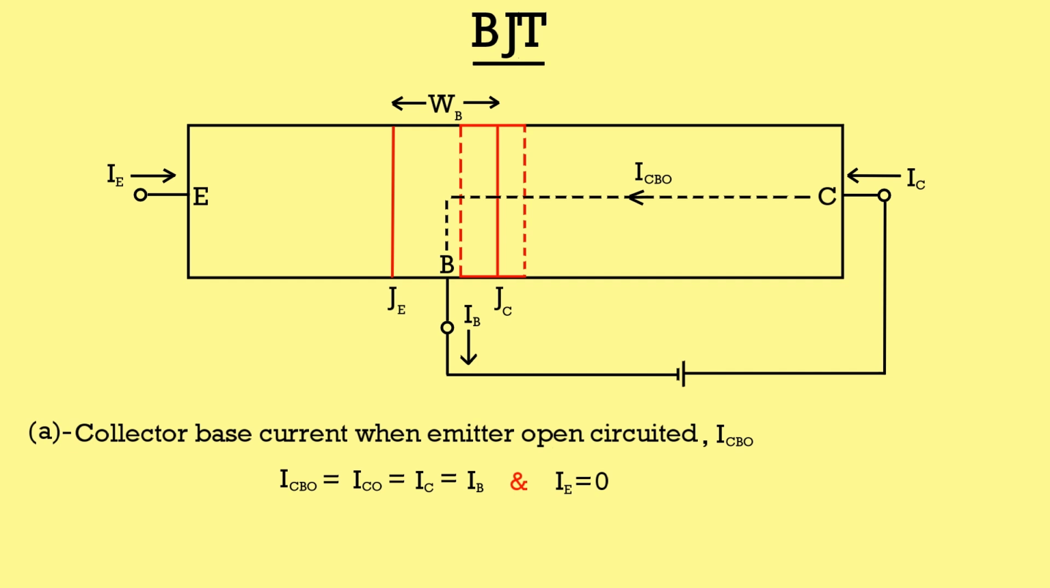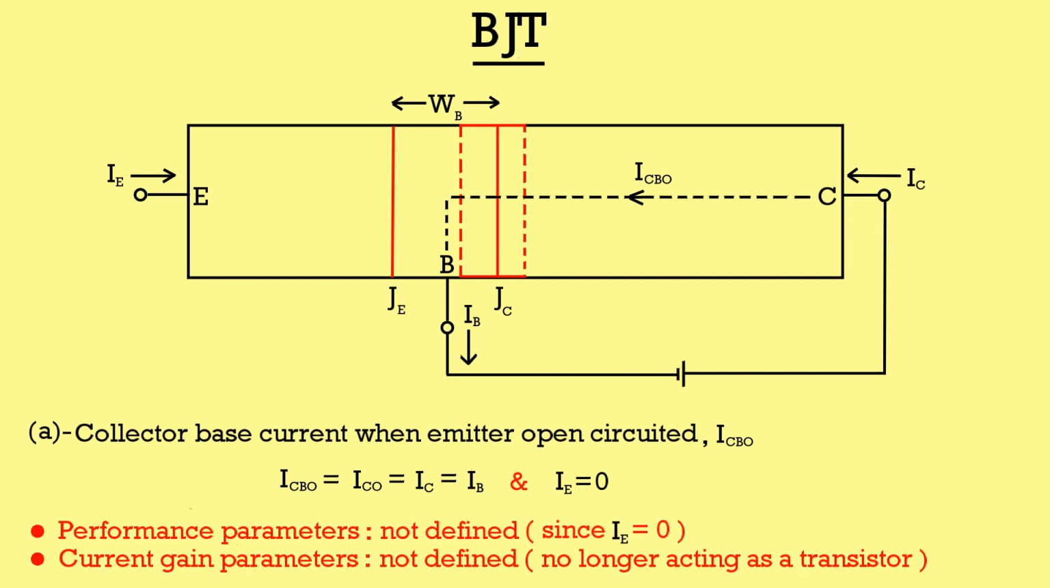Since the emitter is open circuited, there will be no current coming out of the emitter, and also in this case the base current will be equal to collector current, and both the collector and base current are equal to ICBO. It is very obvious that there is no transistor action taking place in this case, and therefore the different performance gain parameters and current gain parameters are not applicable here.